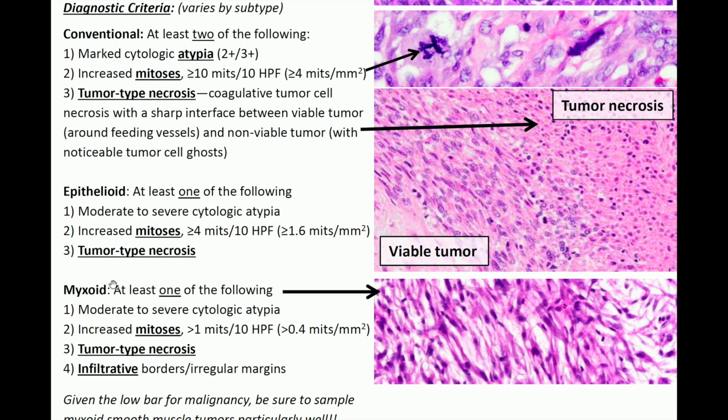For a myxoid leiomyosarcoma, you need at least 1 of the following: moderate to severe cytologic atypia, increased mitoses, just more than 1 mitosis per 10 high-powered fields, tumor-type necrosis, or infiltrative borders with irregular margins. Given the low bar for malignancy, be sure to sample myxoid smooth muscle tumors particularly well.